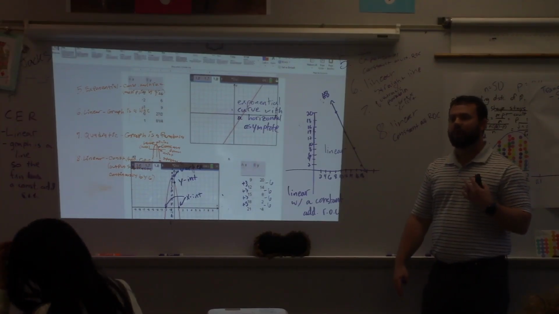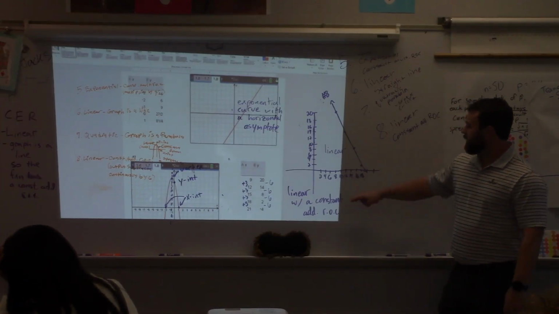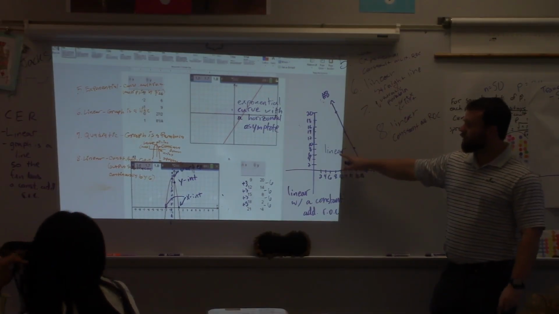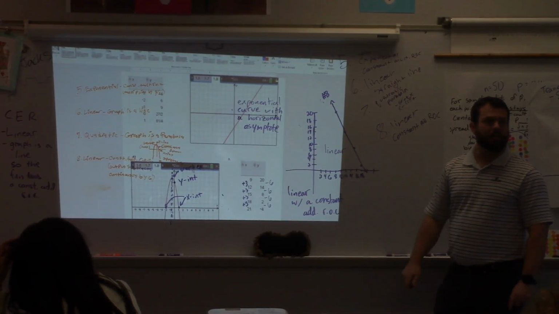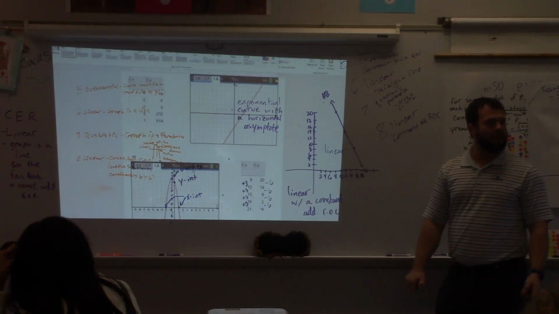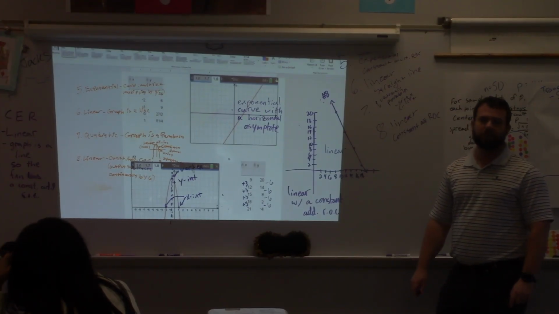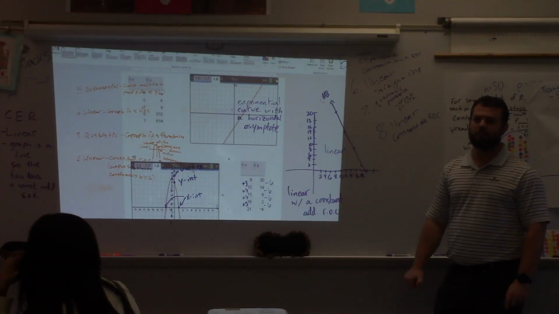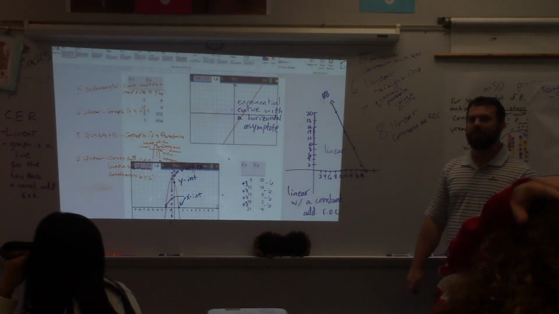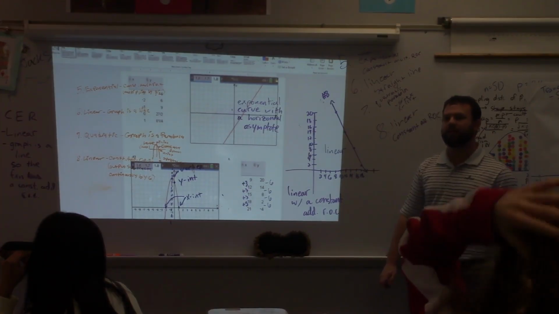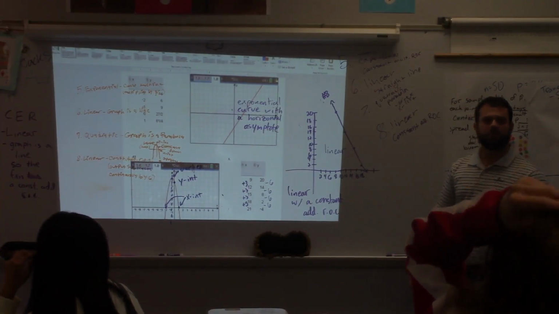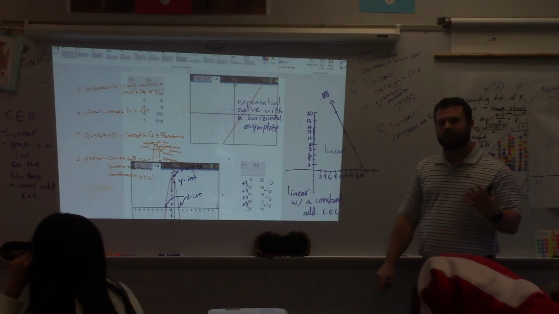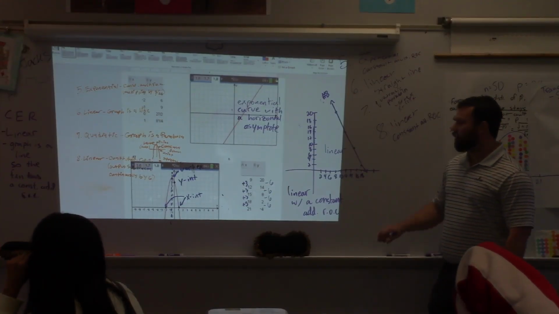Shh. Right here. Focus. So, we said this was linear. Constant additive rate of change. Does anyone remember what the name of the constant additive rate of change is? What was the name of the constant additive rate of change? So it was an arithmetic sequence, okay?